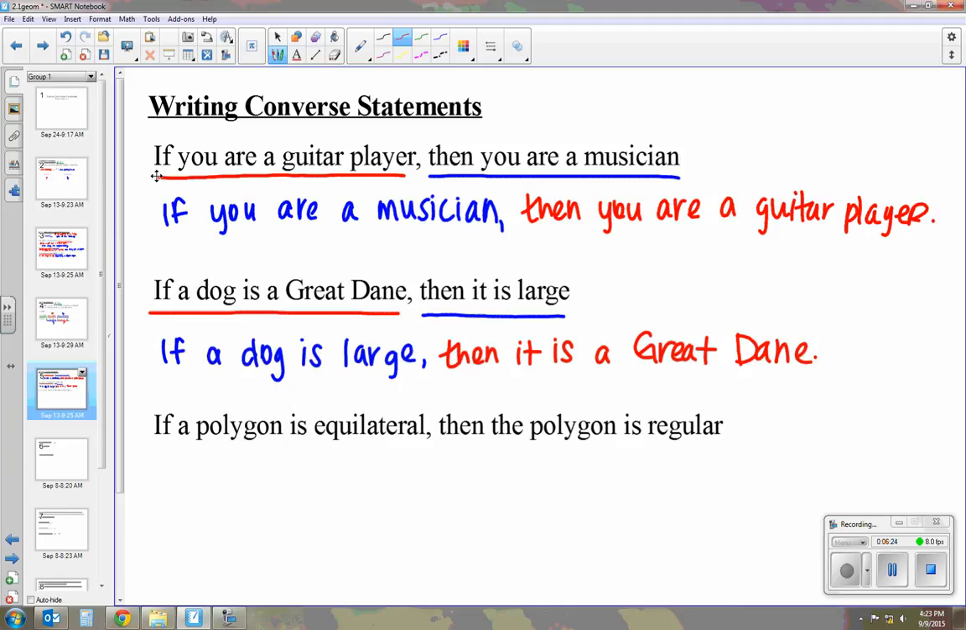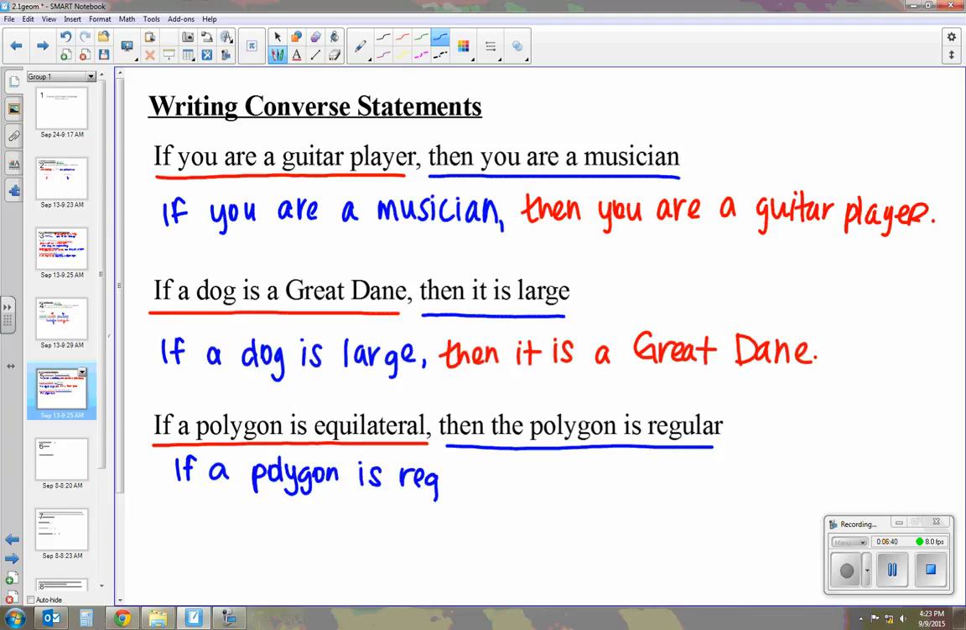Let's do the very last one. Our hypothesis is if a polygon is equilateral. Our conclusion is then the polygon is regular. So we're going to flip it to the converse and say if a polygon is regular, then it is equilateral. All right, so that is writing our converse.